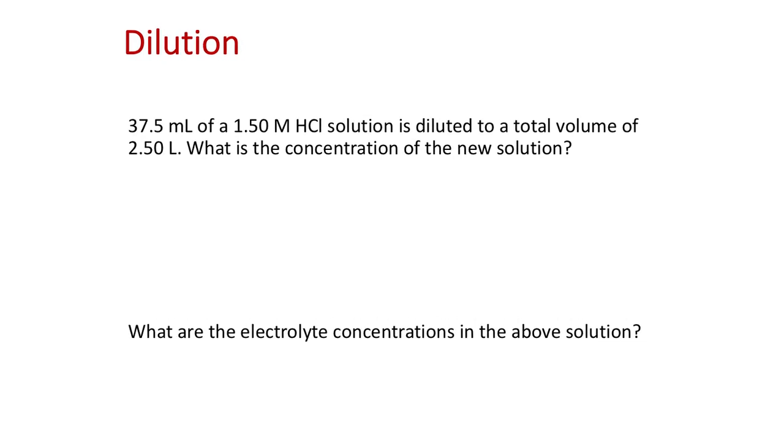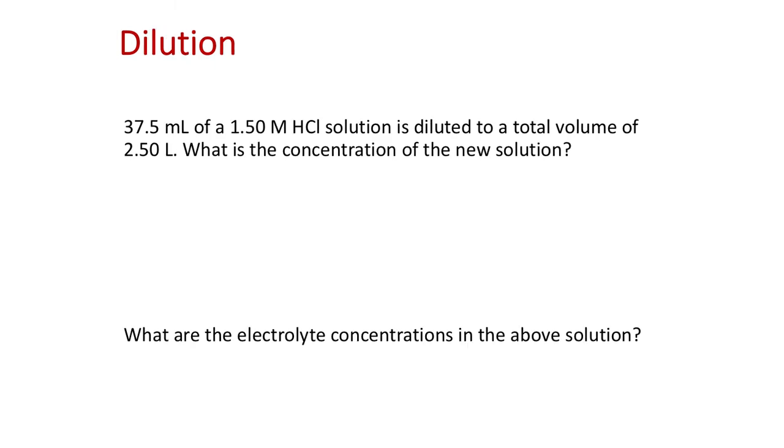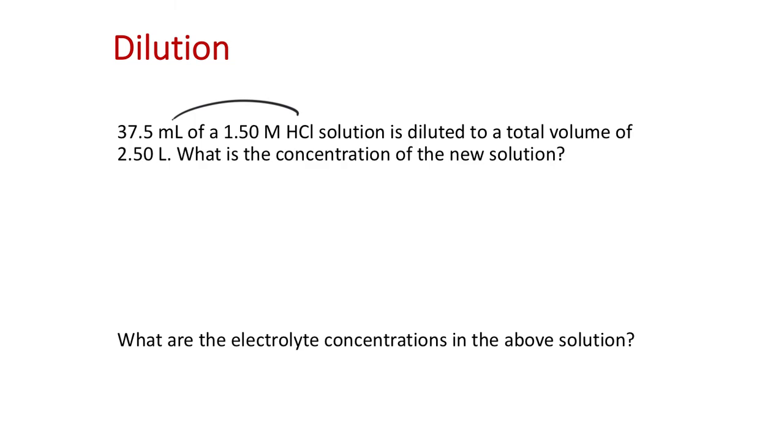Okay, so let's look at this dilution problem here. We have 37.5 mL of a 1.5 molar HCl solution diluted to a total volume of 250 milliliters. What's the concentration of the new solution? Method 1 might be saying, well, let's figure out the moles of HCl, and then divide by our new total volume. That was the first approach we used.